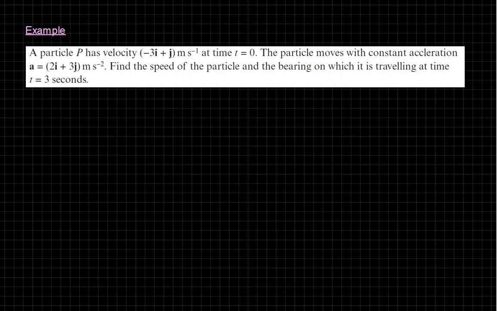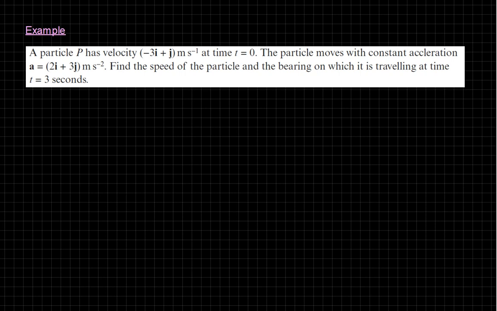All right, so let's make use of these then. We've got two examples, then I'll give you some questions. So we've got a particle P, with a velocity vector at time t equals 0. The particle moves with constant acceleration, this. Remember, constant acceleration, therefore we're going to be using Suvat. Find the speed of the particle and the bearing on which it is travelling at time t equals 3 seconds.